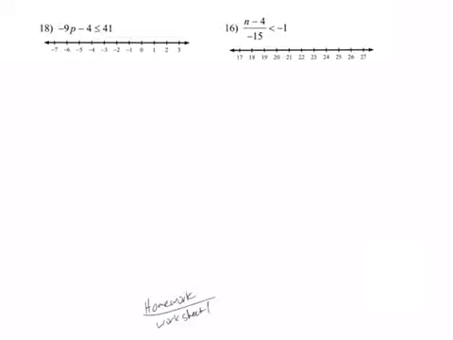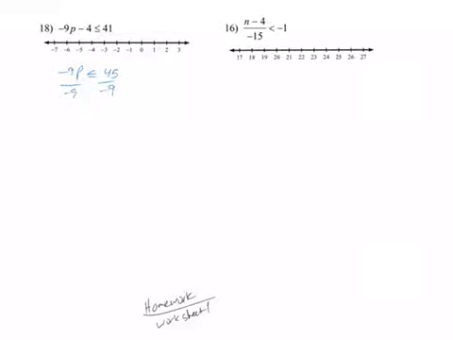Alright, let's try 2 more. Again, I'm just working our way up. We're getting a little bit more complicated. Let's see here. So I'm trying to isolate that p. So the first thing I'm going to do is add 4. So I'm going to get negative 9p is less than or equal to 45. Let me erase those just so I'll have room later. Then I'm going to divide by negative 9.